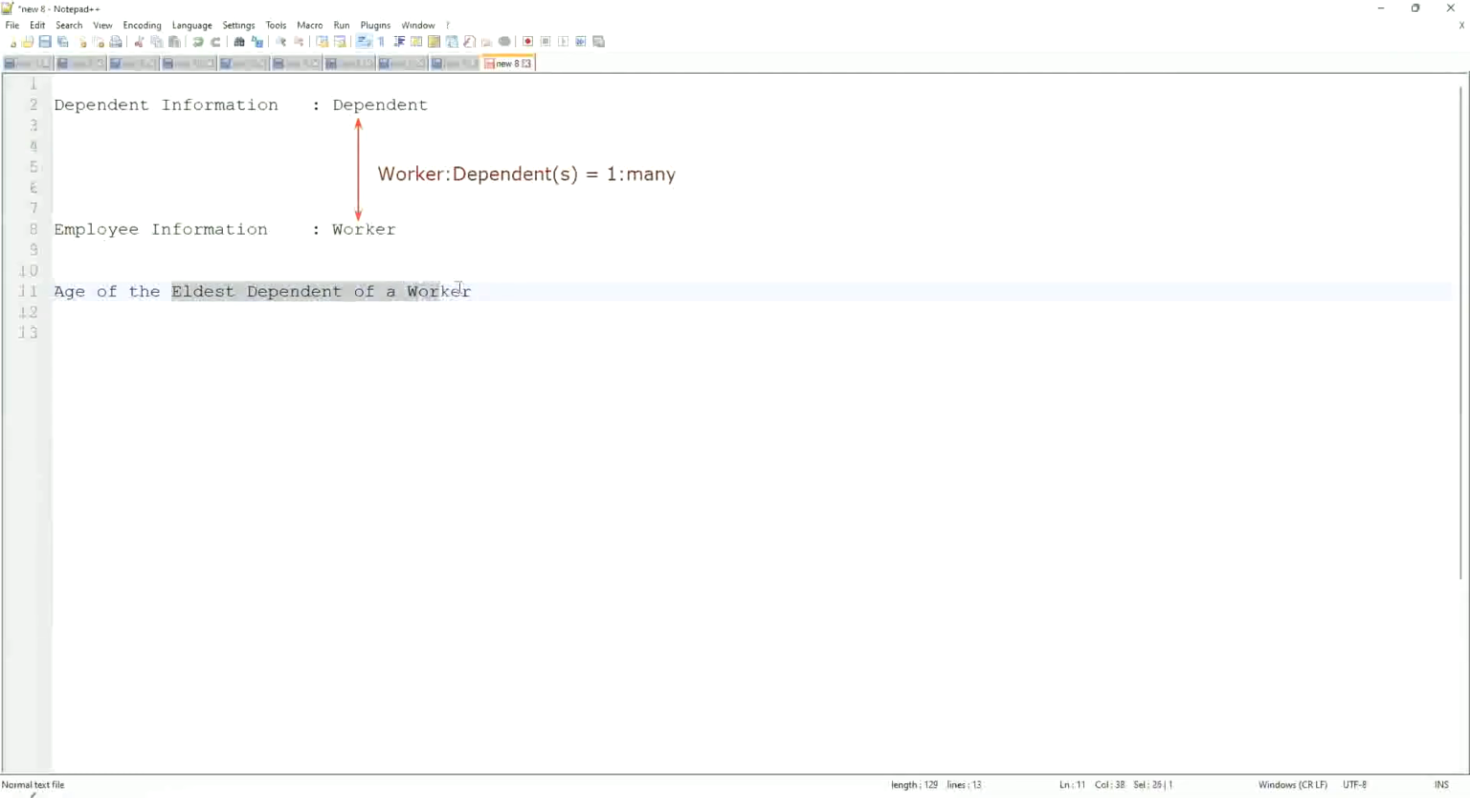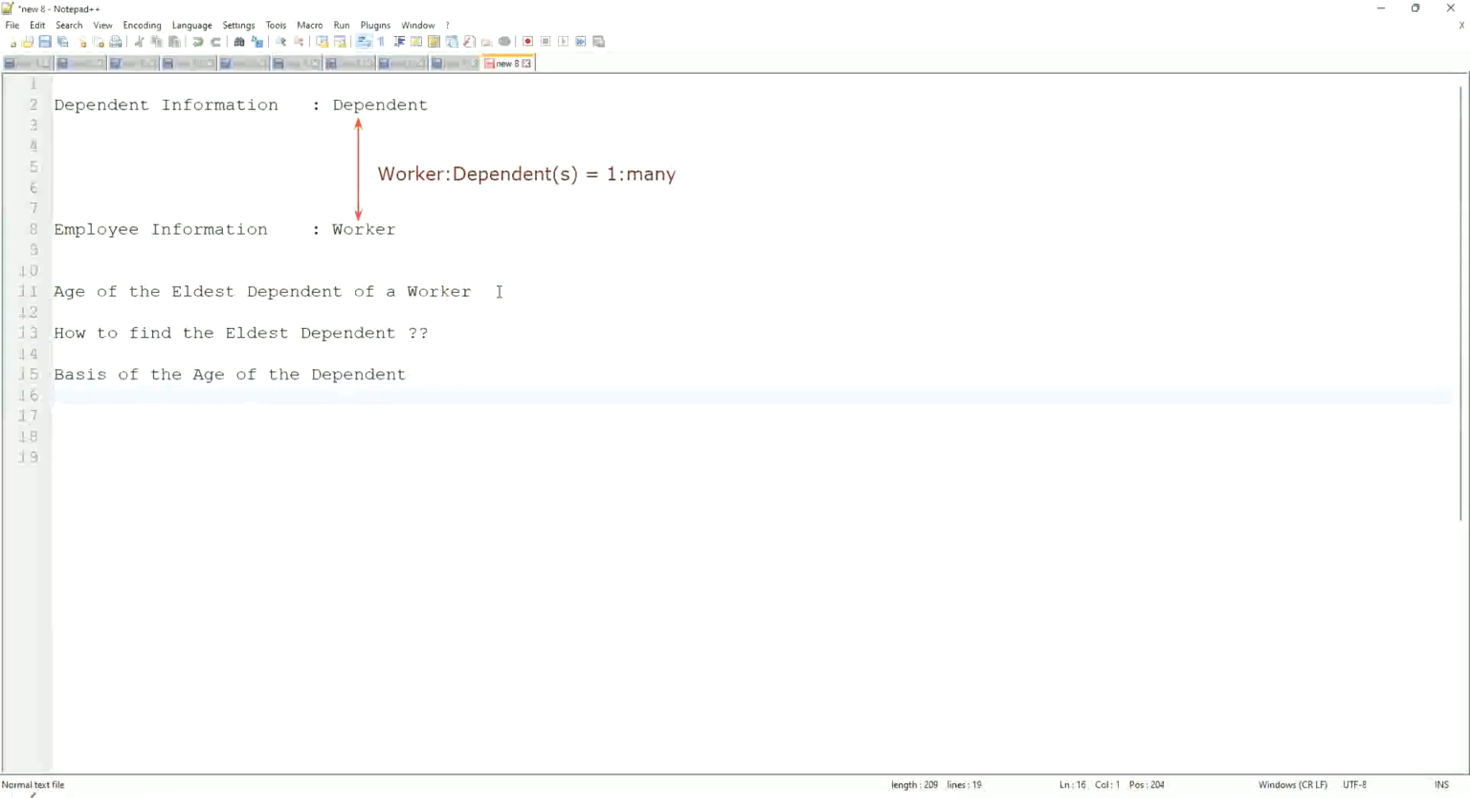Now, eldest dependent. One worker may have many dependents. Now, when you have multiple dependents, how do you find the eldest dependent? Based on what? Based on the age. Based on the age of the dependent. If I say how to find the eldest dependent, first of all, we will find it on the basis of the age of the dependent. Correct.